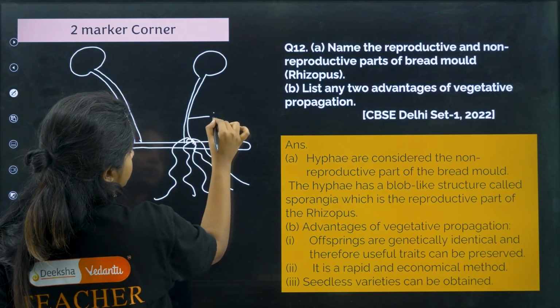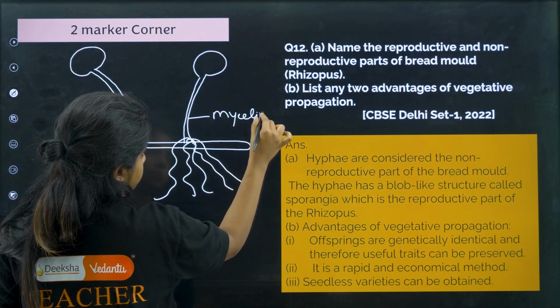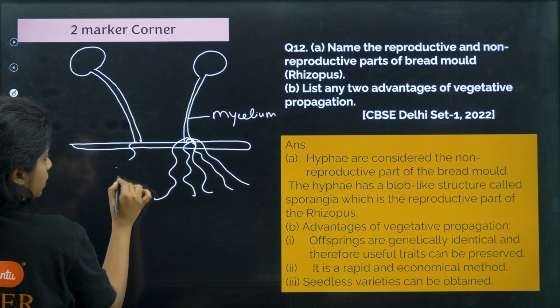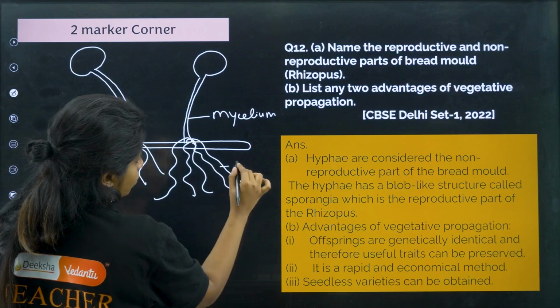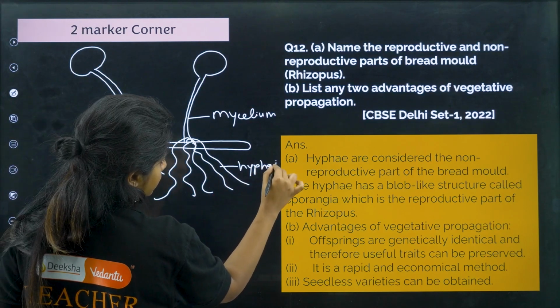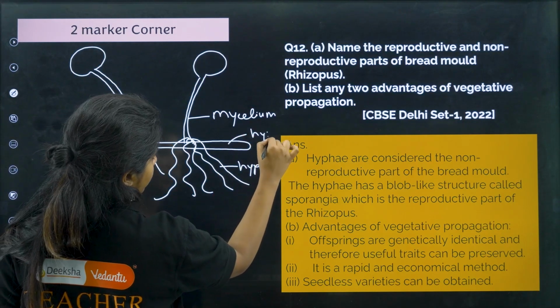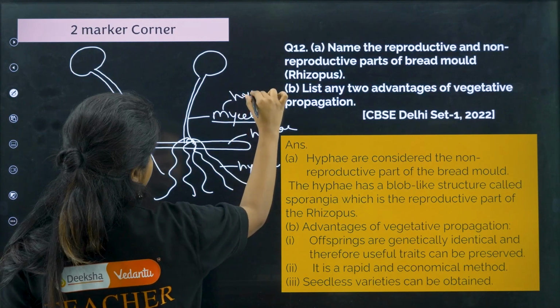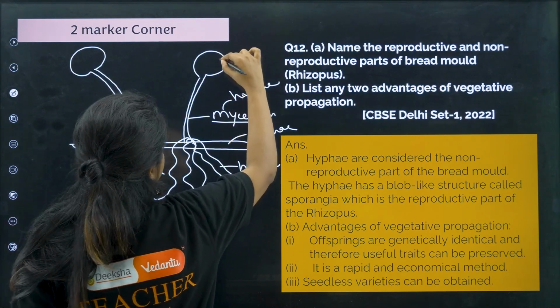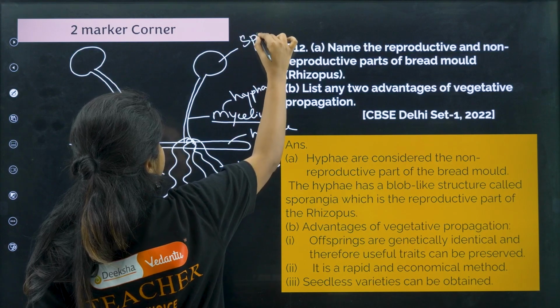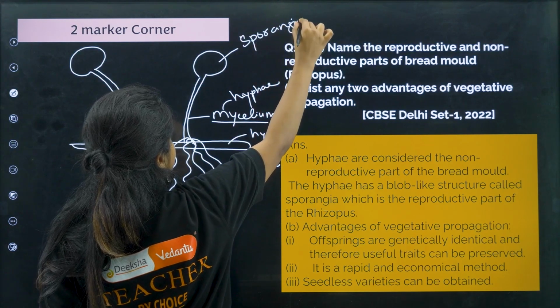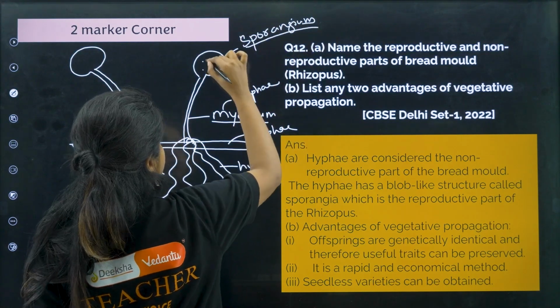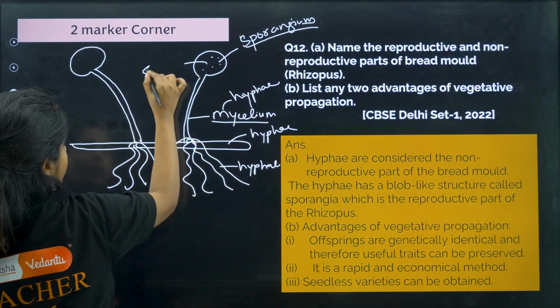Okay, so over here, this is mycelium, which is formed of so many hyphae. This is also made up of hyphae. These are rhizoids. Okay, this is also made up of hyphae. This is also made up of hyphae, my dear children. This thing that you see over here, this is what? Sporangium. This is the reproductive part, because sporangium holds spores, my dear children.